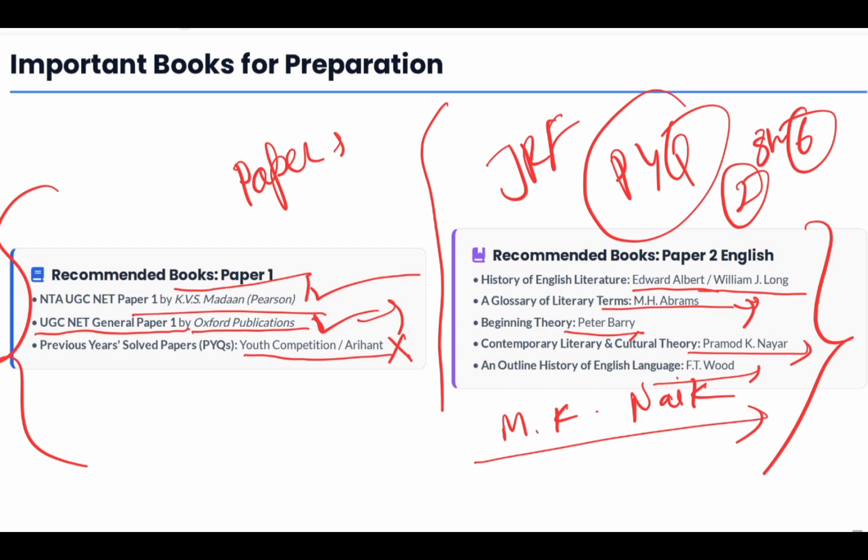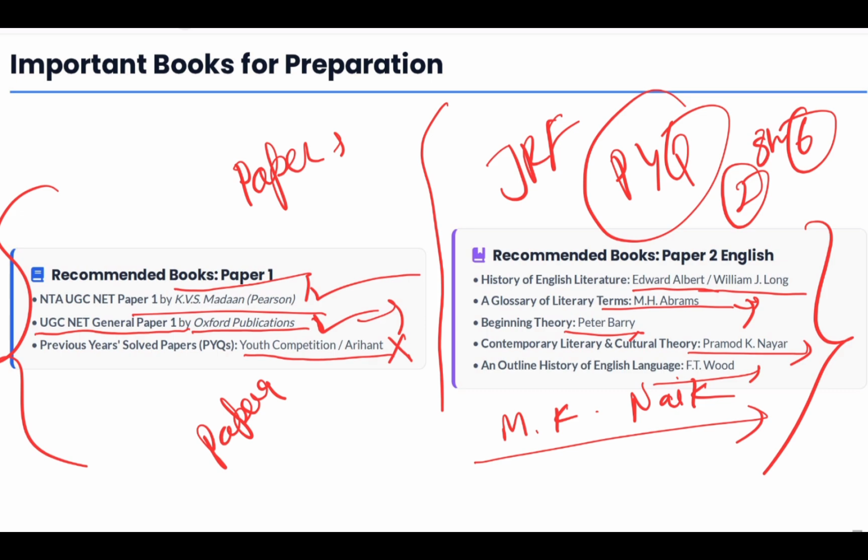And don't ignore paper 1. Sometimes paper 2 is very tough. At that time, paper 1 will help you a lot. So I gave it regular time, and I know those 100 marks could make a huge difference. That is the 100 marks of paper 1. So I covered KVS Madan, and also I watched a number of YouTube lectures that are available for free. So I also took help from YouTube.